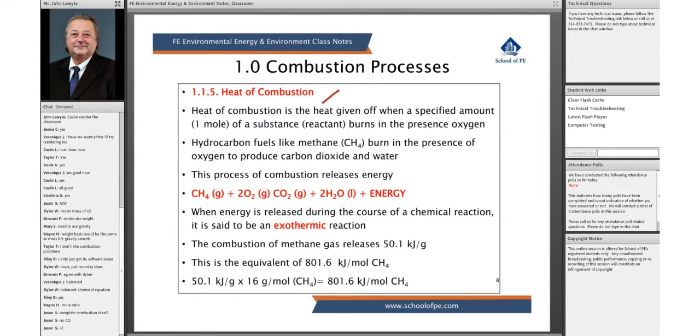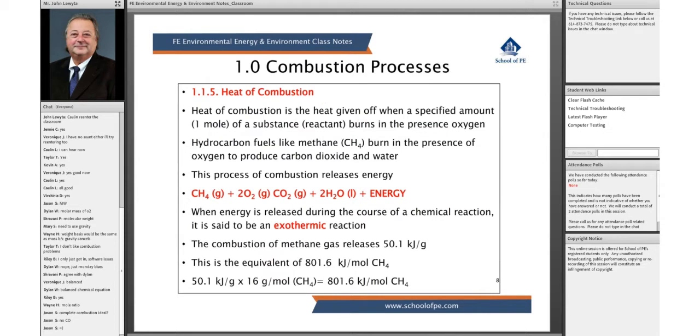Now, heat of combustion. Heat of combustion basically is the heat given off when a specified amount of the substance, typically on a 1 mole basis, reacts and burns in the presence of oxygen. So really just think about the oxygen. Again, nitrogen comes along for a ride.